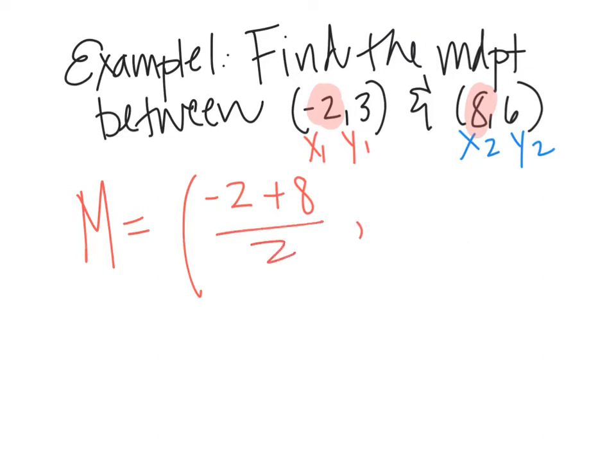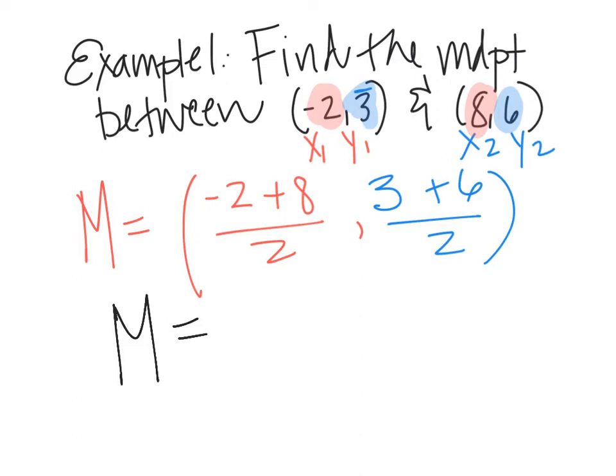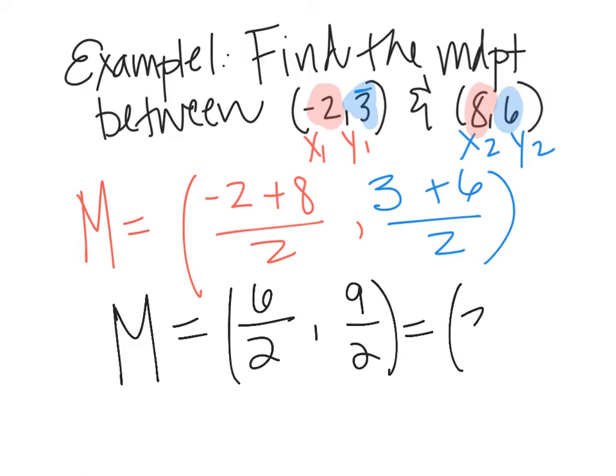Then my y's are 3 plus 6 divided by 2. So again, that was 3 and 6 divided by 2. So my midpoint is equal to -2 plus 8, which is 6, divided by 2, and 3 plus 6, which is 9, divided by 2. So that's (3, 4.5).